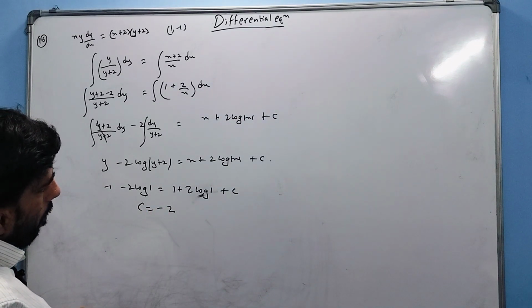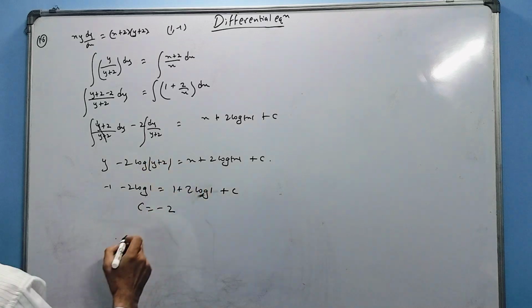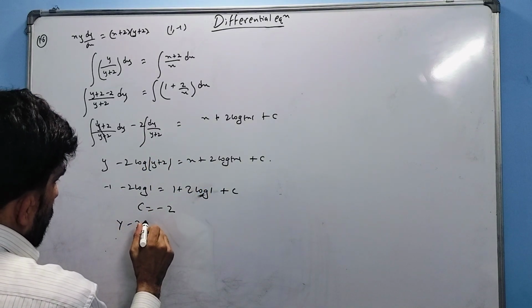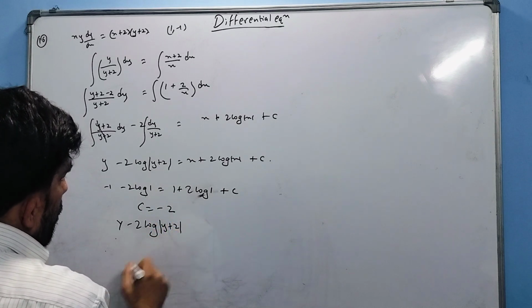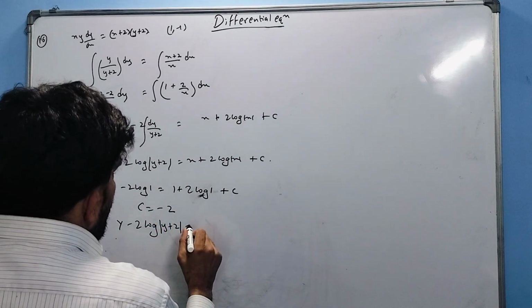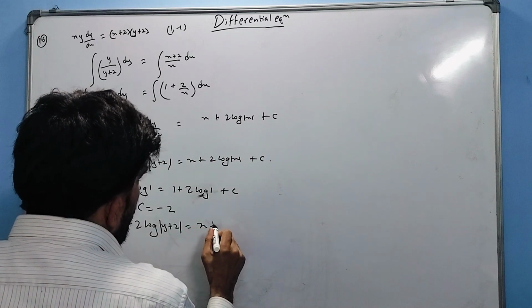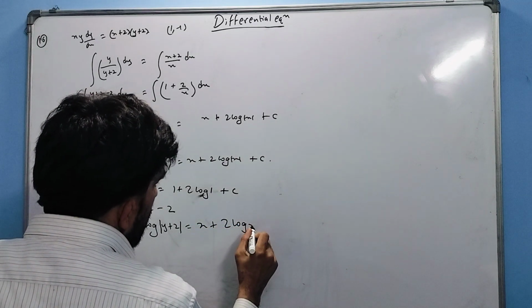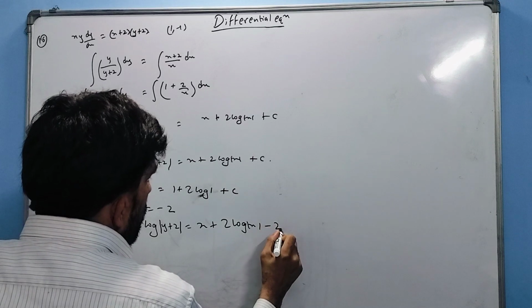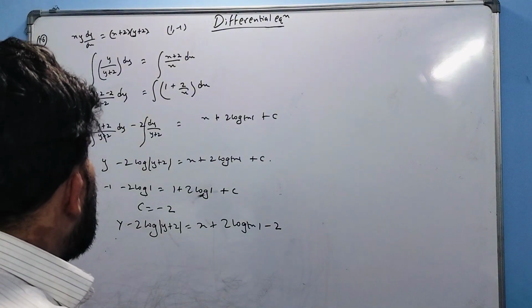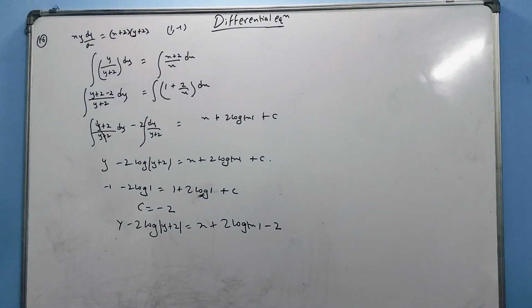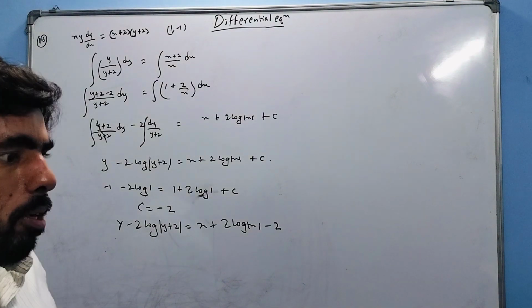Okay, so now I can put the value here. So I got y minus 2 log y plus 2, okay, is equal to x plus 2 log x minus 2. So that's how I find the equation of the solution curve passing through 1, minus 1, having the differential equation this. Okay, so now let us try to solve the next question.